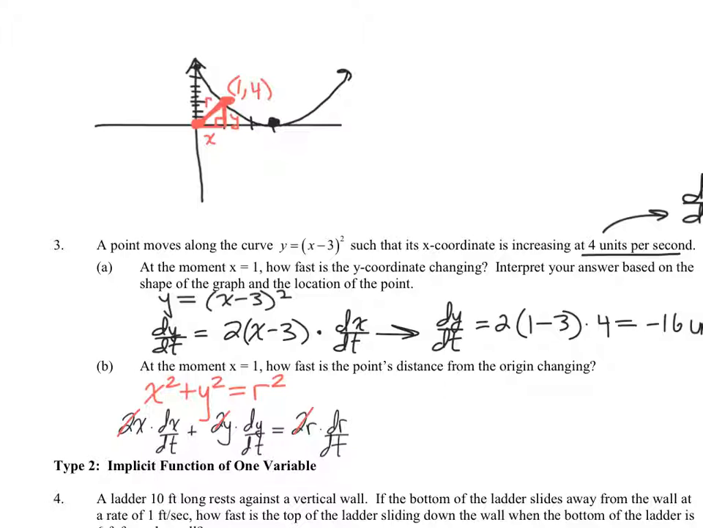All right, we're still talking about the x value of 1, which corresponds to a y value of 4. We figured out what dy dt was at that particular moment. The preamble said that we were looking at a dx dt of 4, so we have pretty much everything we need, or almost everything. So we're looking at 1 times 4 plus 4 times negative 16, that's what we got from part A, equals the r, which is not yet known, times dr dt.